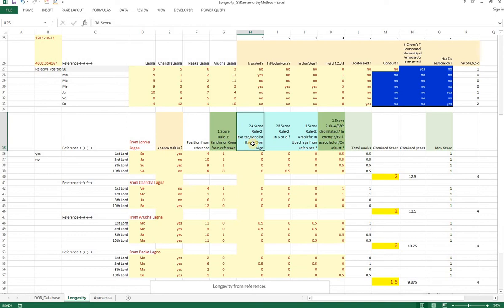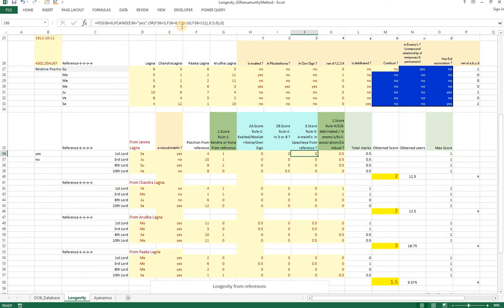a planet is neither in a Kendra nor a Kona, and if he is in exaltation or in his own sign or Mula Trikona sign, or in the 3rd or in the 8th house, then he gets 0.5 marks. And in case he doesn't get it in these two, you check if it's a natural malefic placed in the Upachayas. Upachaya is 3, 6, 10, and 11. Then he gets a mark.